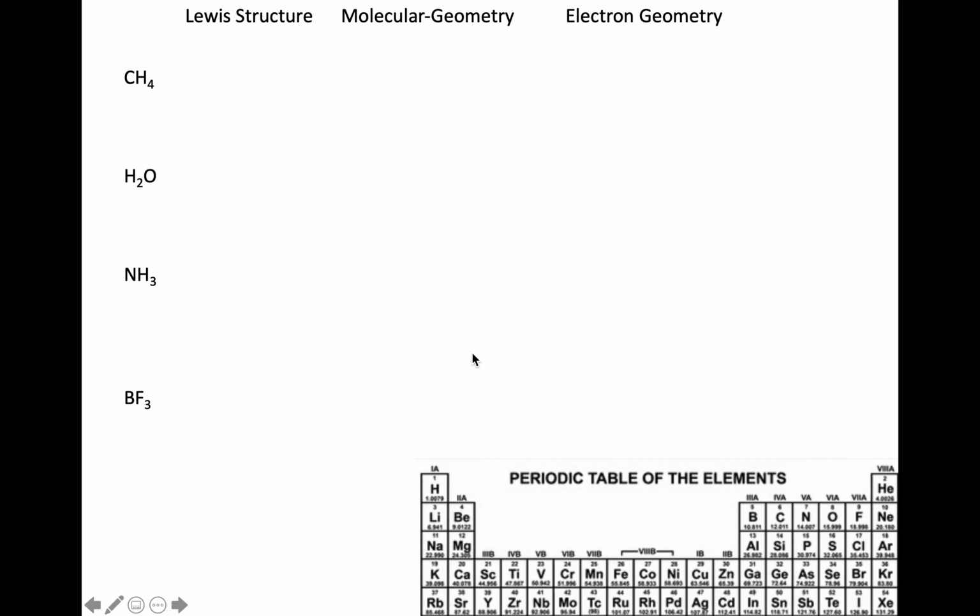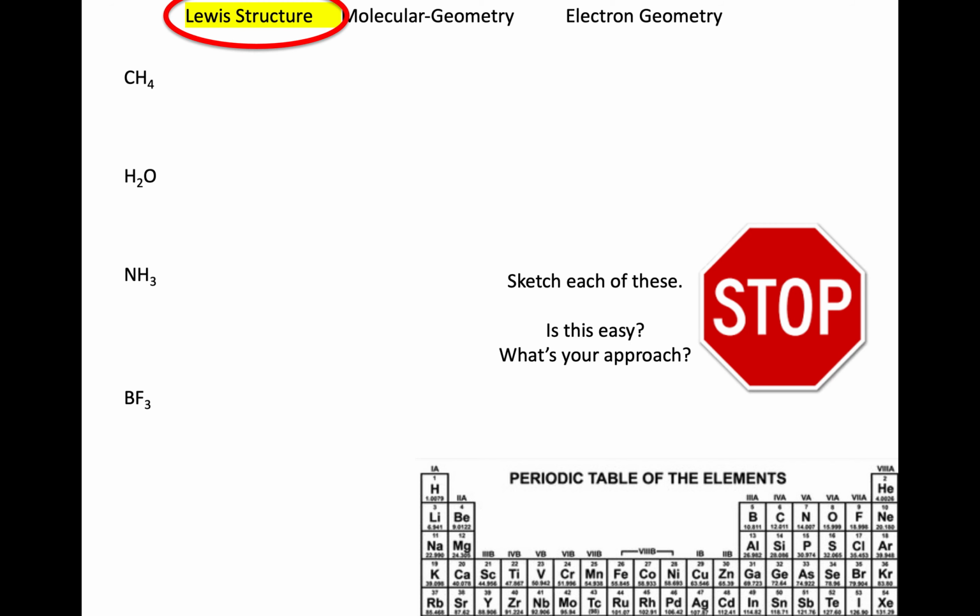So to do this, we need to start with Lewis structures. Here are some simple molecules: CH4, H2O, NH3, and BF3. To get started, I want you to sketch the Lewis structures for each of those. And also tell me, is this an easy process for you? What's your approach? Are you using the periodic table? Are you trying to identify the central atom? Discuss your skill with that.